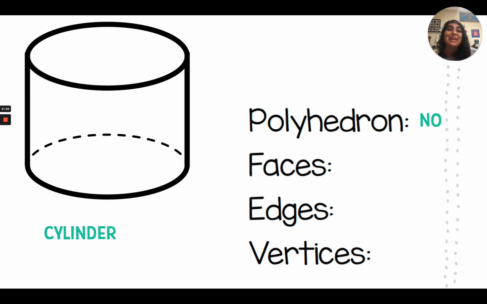Which means we can't say how many faces there are, we can't say how many edges there are, and we can't say how many vertices there are. You are working with technically 3 different sides because you've got 2 bases right here, and then you've got the lateral that's wrapping around.